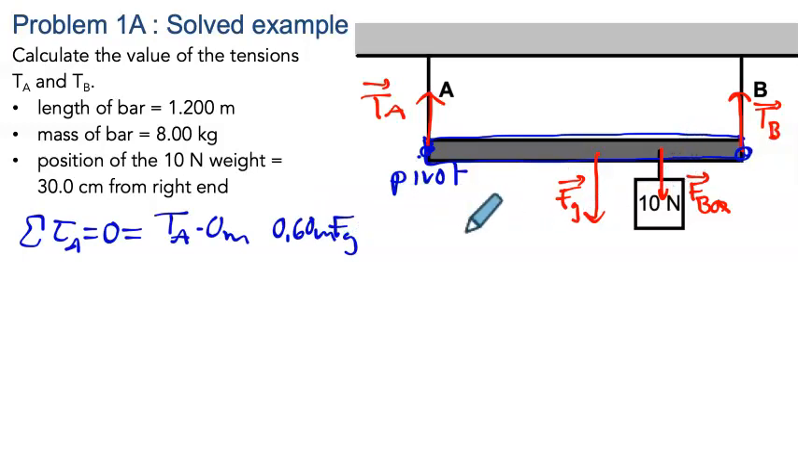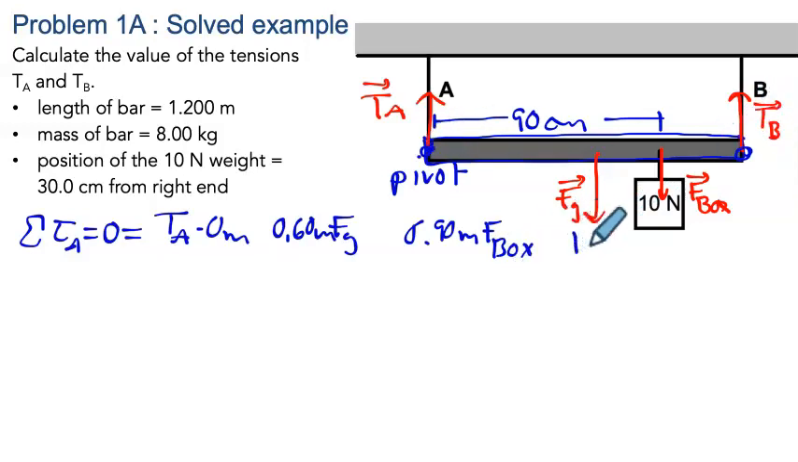Then there's the box. The box we know is 30 centimeters away from this side, so this means that it will be 90 centimeters away from our pivot. So therefore I will have the 90 centimeters, which is 0.9 meters, times the force of the box. And finally we also have the tension B, which is at 1.2 meters, so we'll have 1.20 meters times tension B.